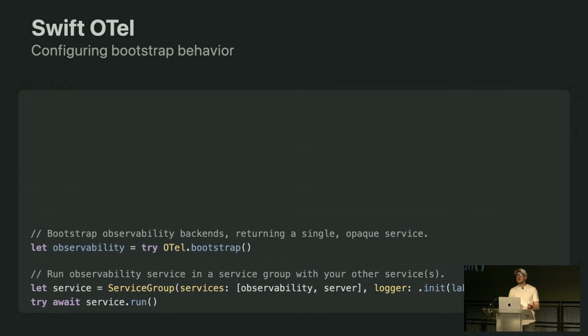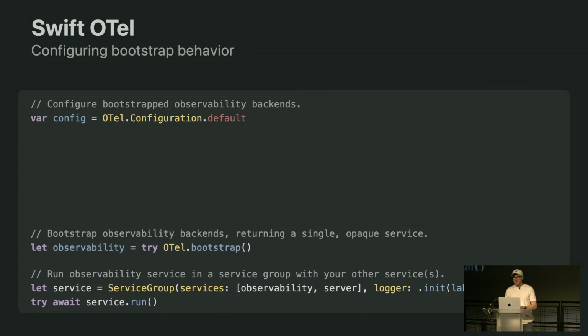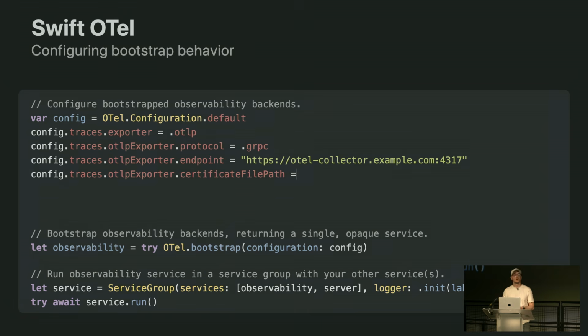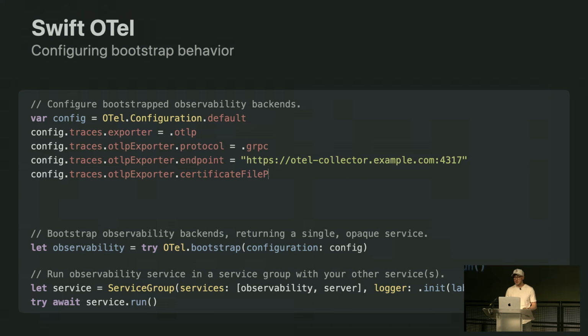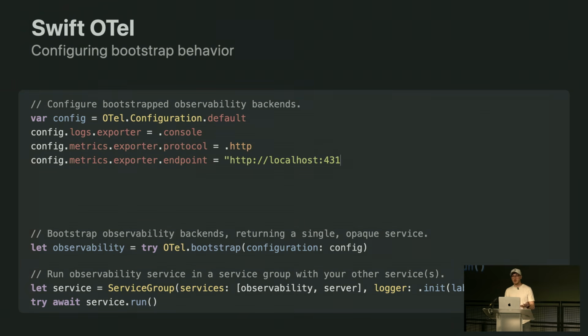And for the times where those defaults aren't what you want, you can simply create a configuration object and pass that to OTel Bootstrap. This configuration type is a centralized place to configure all the behavior of the Bootstrap backends. In this example, we configure SwiftOTel to export traces to a specific gRPC endpoint with a custom certificate, enabling compression and using a non-default timeout. But we can use the same configuration type to configure logging, to use the console for local development, say, and to export metrics to a local HTTP endpoint.